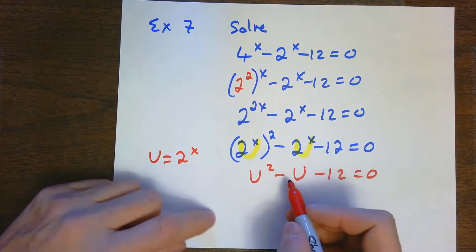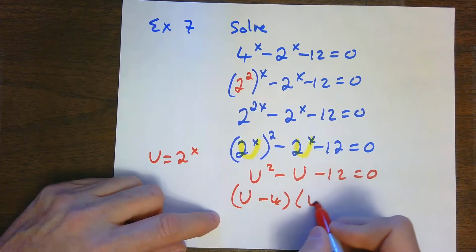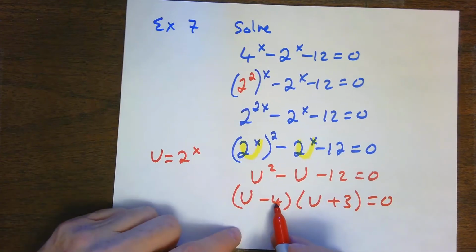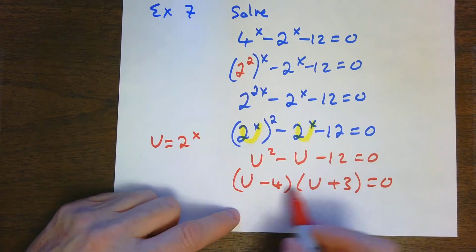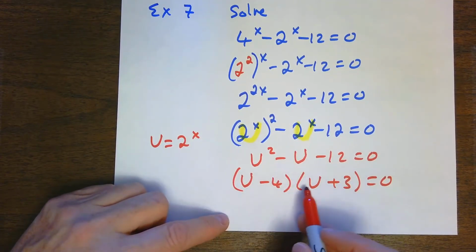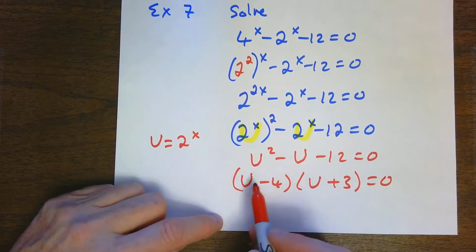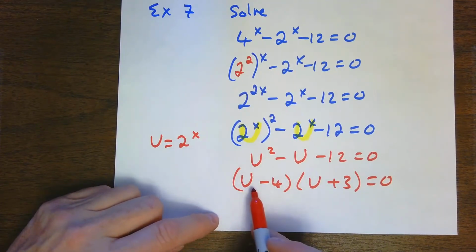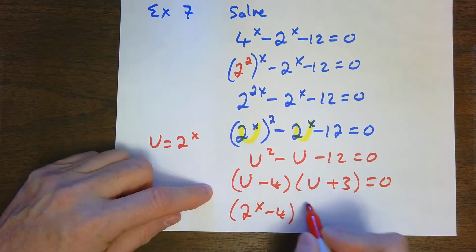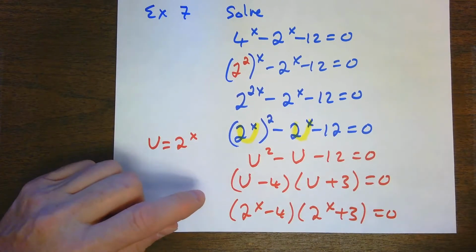I can factor this to u minus 4, u plus 3, right? Negative 4 times 3 is negative 12. Negative 4 plus 3 is negative 1. This factors. But wait a minute. I don't really have u's here. I just put the u's in there so that we can see the quadratic a little more clearly. Really, the u should be 2 to the x. This really should be 2 to the x minus 4, 2 to the x plus 3.